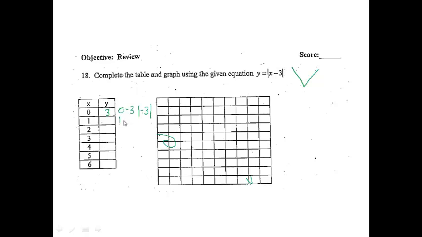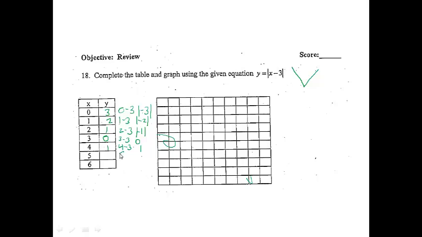The next one, I'm going to have 1 minus 3. 1 minus 3 is negative 2. But then when I absolute value it, it will turn to 2. When I do 2 minus 3, I will get negative 1, and then the absolute value of negative 1 is 1. The next one is 3 minus 3 gives me 0. 4 minus 3 gives me 1, and the absolute value of 1 is still just 1. It only makes it positive if it was negative, otherwise it just leaves it alone.